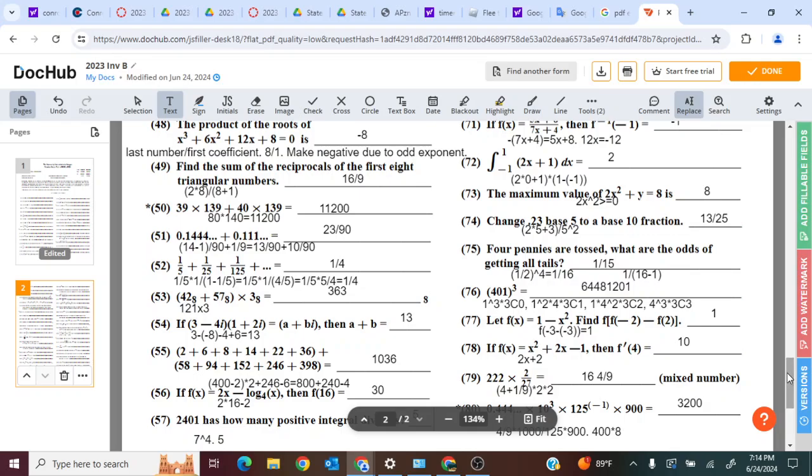For four pennies tossed, what are the odds of getting all tails? Well, first we'll figure out the probability of getting all tails, which is 1 over 2 for each coin flip. So 1 over 2, all to the power of 4, is 1 over 16. So then because it's odds, you have to subtract this value from the denominator. So you get 1 over 15.